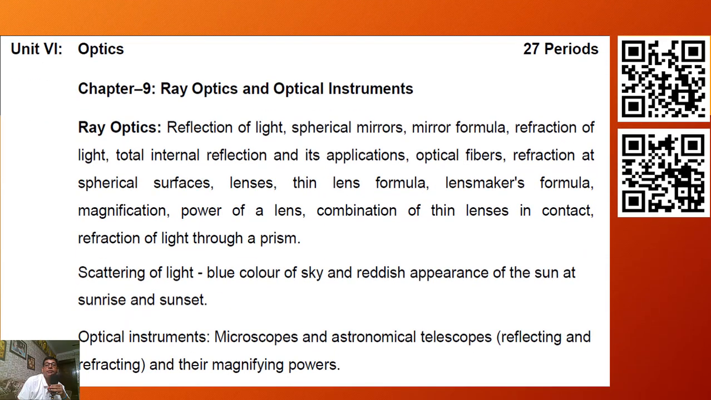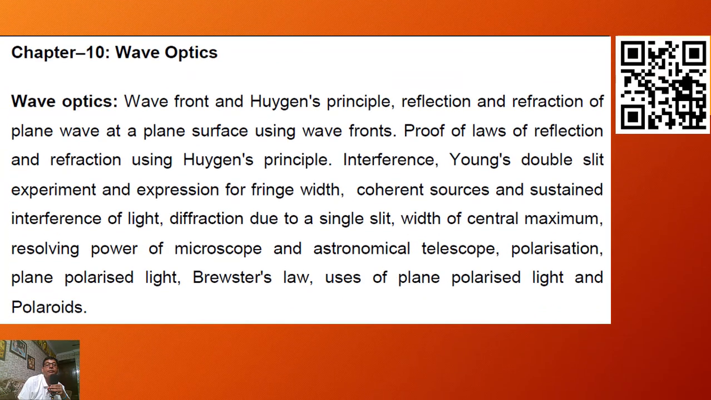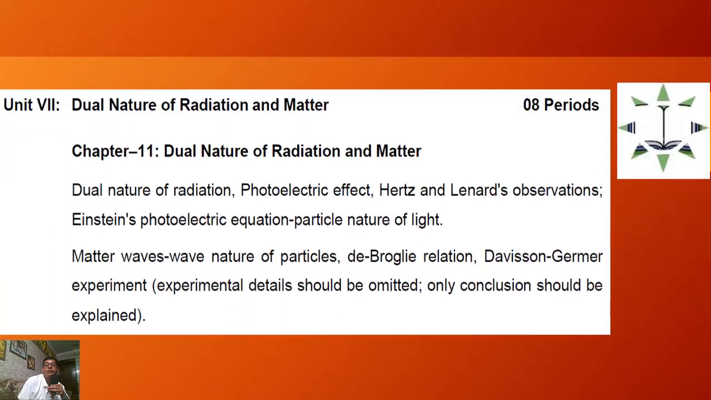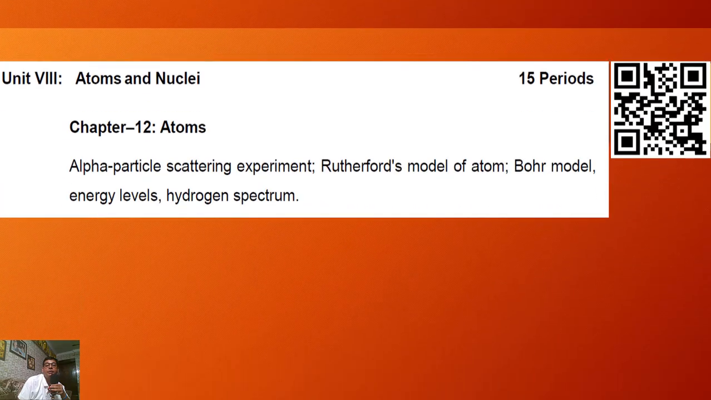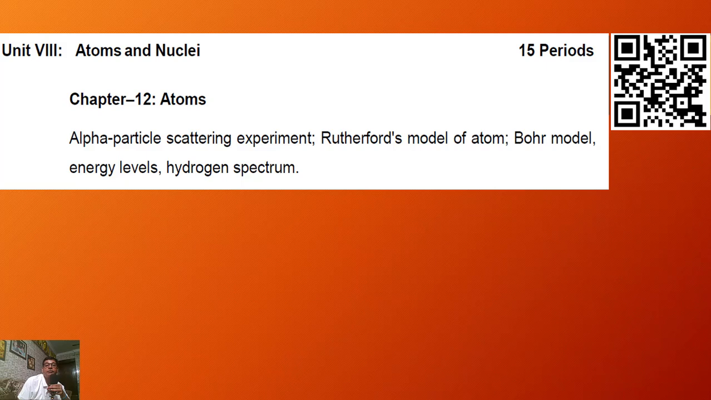Then we have ray optics and optical instruments: telescope, microscope, astronomical and terrestrial telescope. Wave optics, Huygens principle. Polarization of light. Dual nature of matter, atoms, Rutherford's experiment. This also includes the Bohr model and hydrogen spectrum.